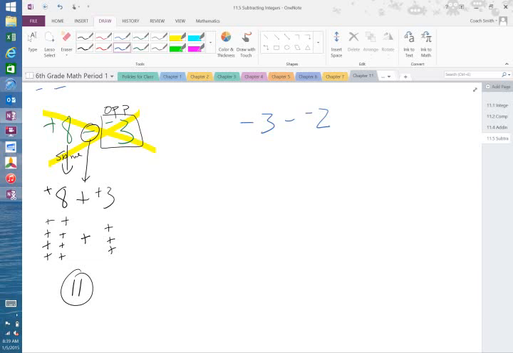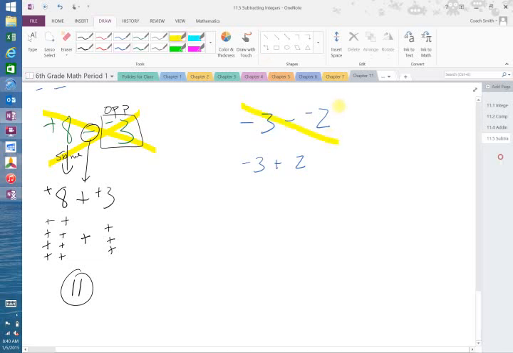Okay, put your hands down. I'm going to ask a specific question. I'm not asking for the answer yet. Jonah, what is the next step? What did you get for your next step when you converted it? Okay. So you get negative 3 plus positive 2. That's what the second step looks like.